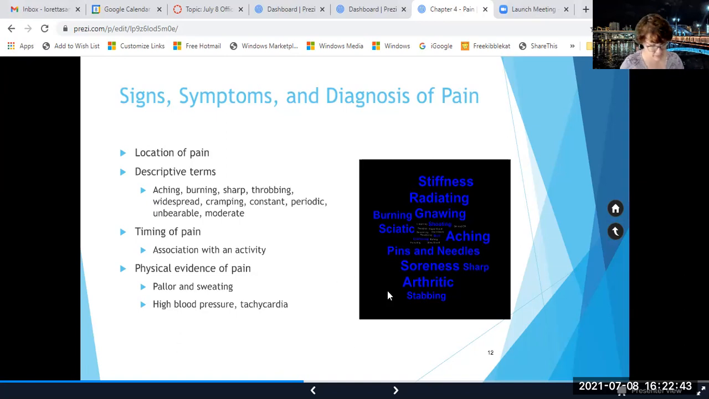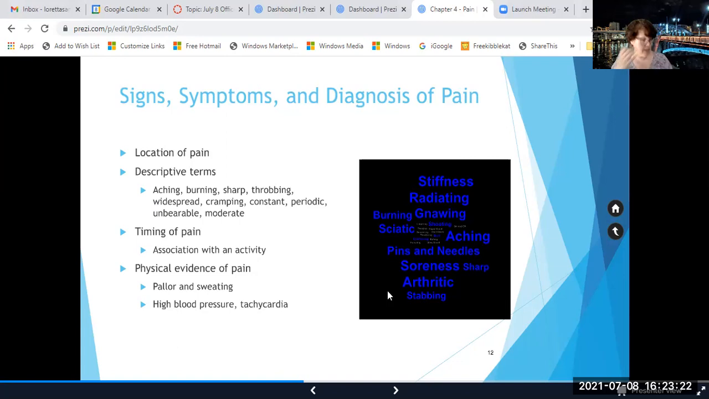And then the signs, so those are the symptoms of pain. The signs of pain are the physical evidence of pain. So the patient may be demonstrating a stress response, like they're pale and sweaty. Their blood pressure might be higher, their heart rate might be higher, so they might be experiencing tachycardia. Those can be physical evidences of pain. A lot of times when people go into the emergency room with pain, their blood pressure is through the roof because they are in pain, and that's one of the physical signs of pain.